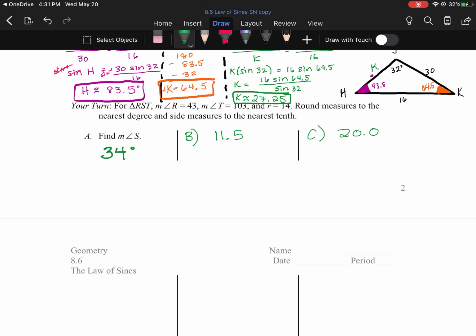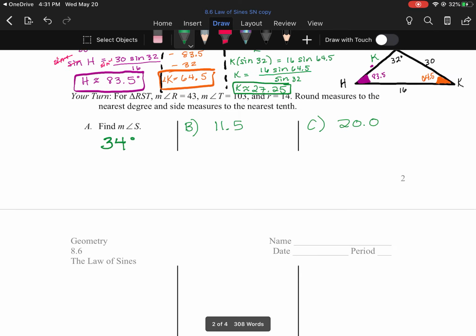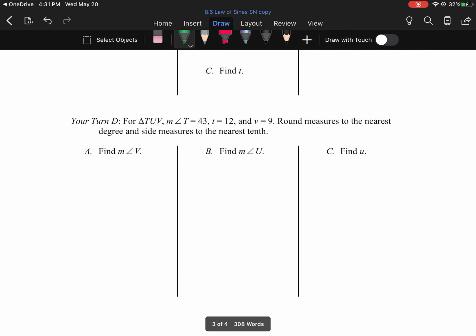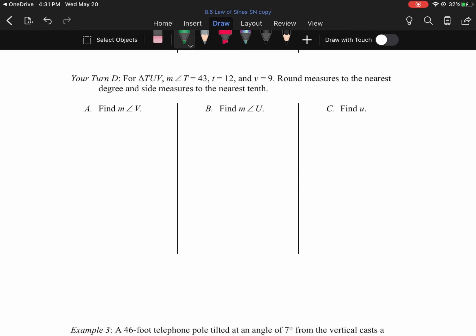All right, so there's A, B, and C for the first your turn. Oh, the second your turn looks much better. Angle V should be 31 degrees. Angle U should be 106 degrees, and U should be 16.9.